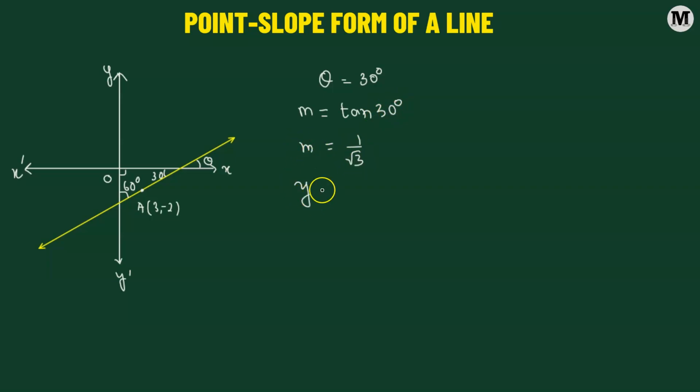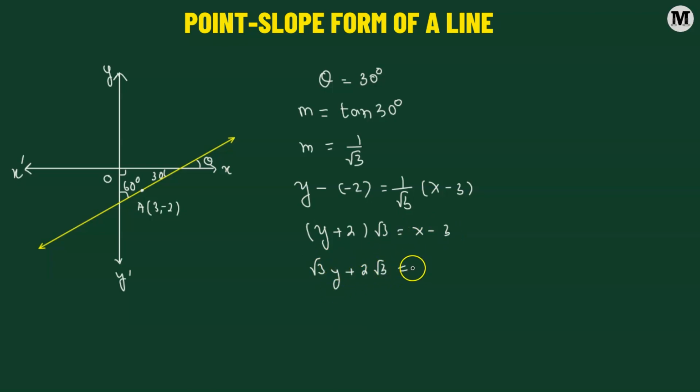So let's find out the equation of the line. So we have y minus y1 equals 1 over square root of 3 times x minus x1. That gives us y plus 2 multiplied by square root of 3 equals x minus 3. We get square root of 3 times y plus 2 times square root of 3 equals x minus 3. So we have x minus square root of 3y, then we have minus 3 minus 2 times square root of 3 equals 0.